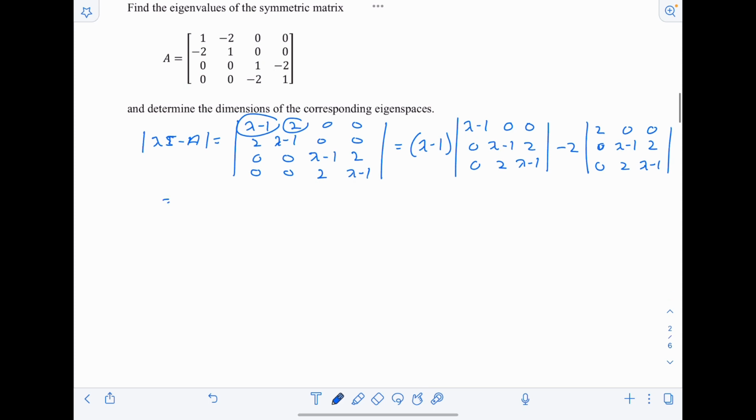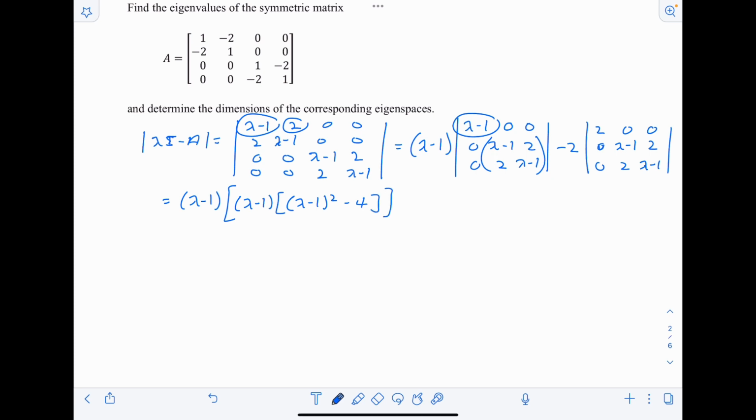All right, so simplifying that, for the first part, we'll have lambda minus 1. And then here, to find the discriminant, we'll just focus on that lambda minus 1. So we'll have lambda minus 1, and then times the discriminant of this part, which is lambda minus 1 squared, minus 4.